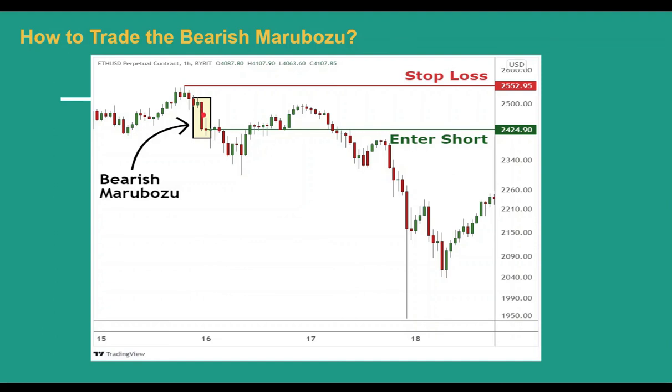Suddenly we see this big red candle with negligible shadows to the upper and lower side. So we can call it a bearish Marubozu. And at the start of the new candle, we can enter a short trade and put the stop loss either above the high of the Marubozu candle or a little bit above the recent high. So this is how we trade the bearish Marubozu. So let's go on a live chart and look for Marubozu.